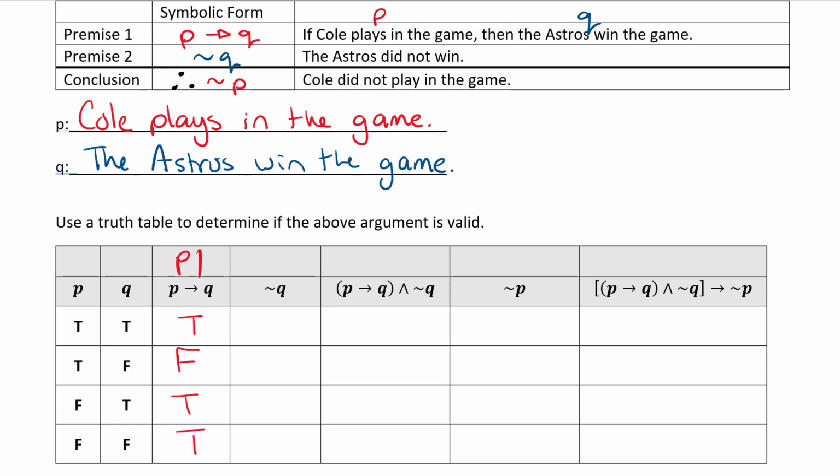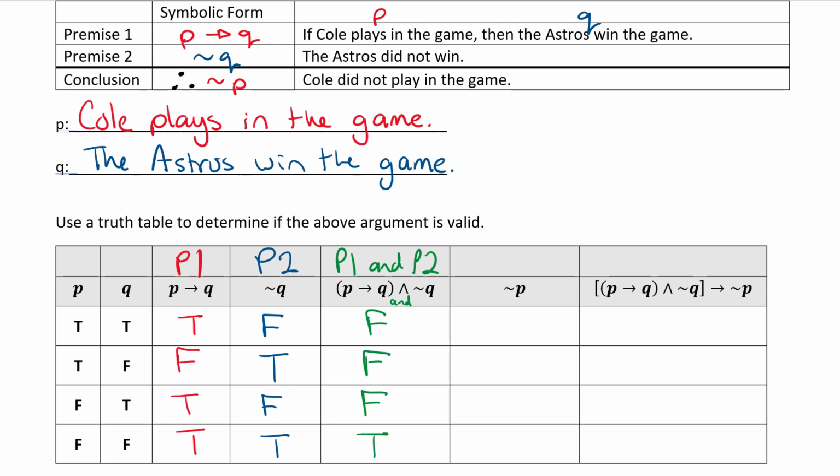Next, we're going to do premise 2, which is not Q. So I just go to the Q column and negate every single one of those truth values. Now I'm going to do premise 1 and premise 2. So and is a conjunction, which is only true when both are true. So true and false, that's false. False and true, that's also false. False and true, that's false. True and true, that's the only one that's going to be true.